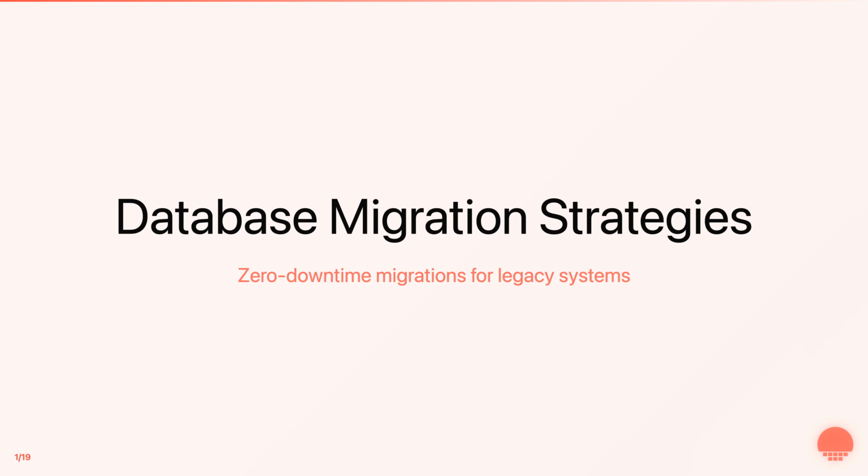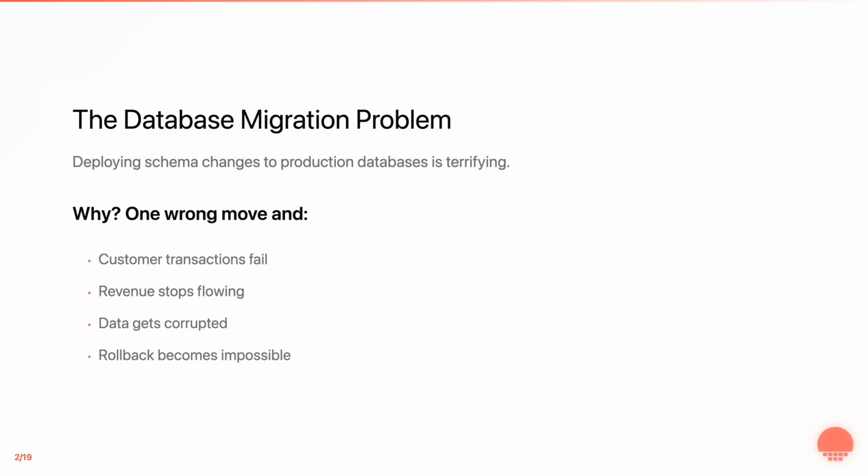You'll learn the expand contract pattern, how to handle dual writes during migrations, and why databases need fundamentally different deployment strategies than application code. We're covering the exact techniques companies use to change schemas while customers are actively using the system. When you push bad application code, you can roll back in seconds.